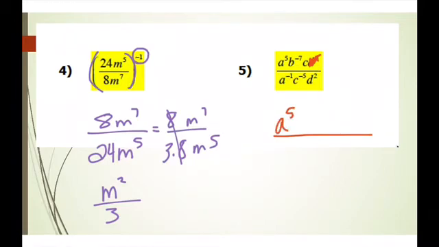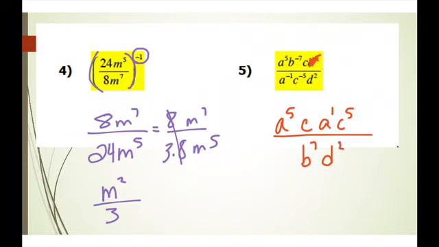So a to the 5th is going to stay. B to the -7th will come down here. And then C is going to stay. A to the -1 was on the bottom, now it's going to be on the top. C to the -5 was on the bottom, now it will be on the top. D to the 2nd will stay on the bottom.